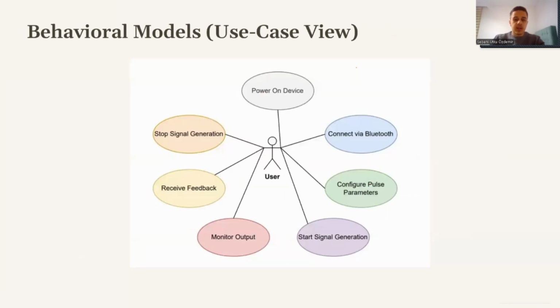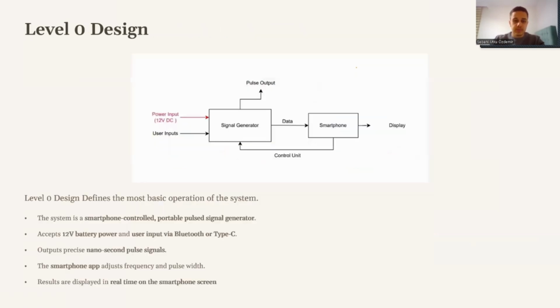The use case view. In our product, the user does everything by himself or herself: powers the device, connects to it, starts and stops the generator, and can also see the output from the smartphone. The level 0 design: we give 12-volt DC input to our generator and the user creates the signal. We get the output from the generator and also we can see the output through a smartphone, and the user can control the input and output through the smartphone.